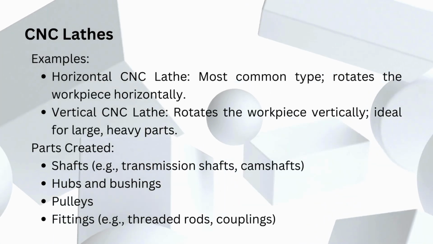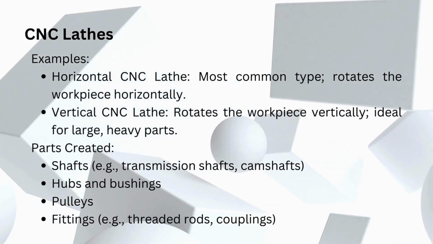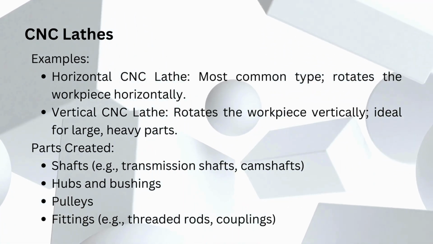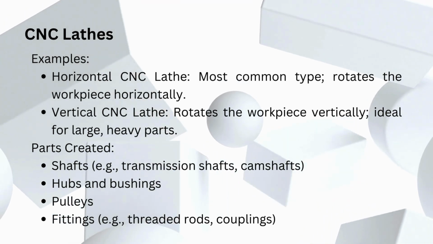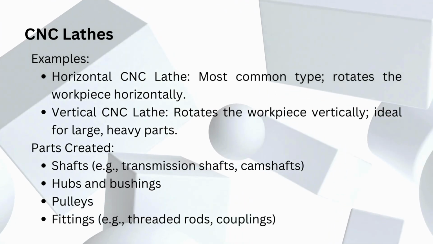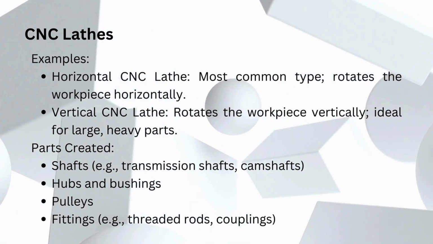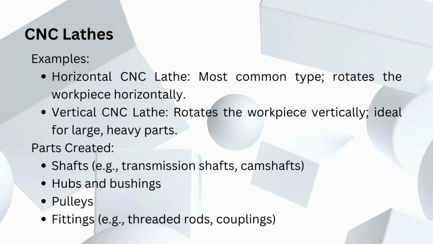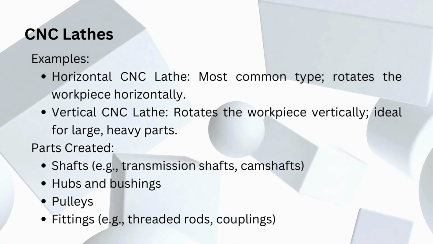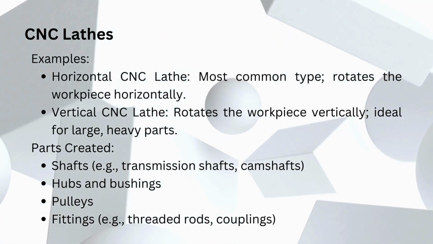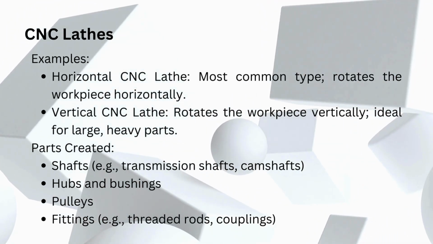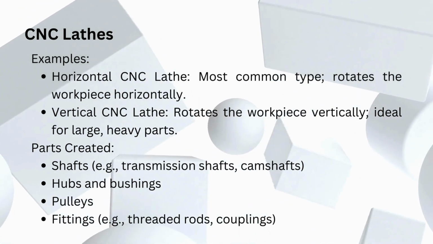2. CNC lathes. Examples: horizontal CNC lathe, most common type, rotates the workpiece horizontally. Vertical CNC lathe rotates the workpiece vertically, ideal for large, heavy parts. Parts created: shafts, e.g., transmission shafts, camshafts. Hubs and bushings. Pulleys. Fittings, e.g., threaded rods, couplings.